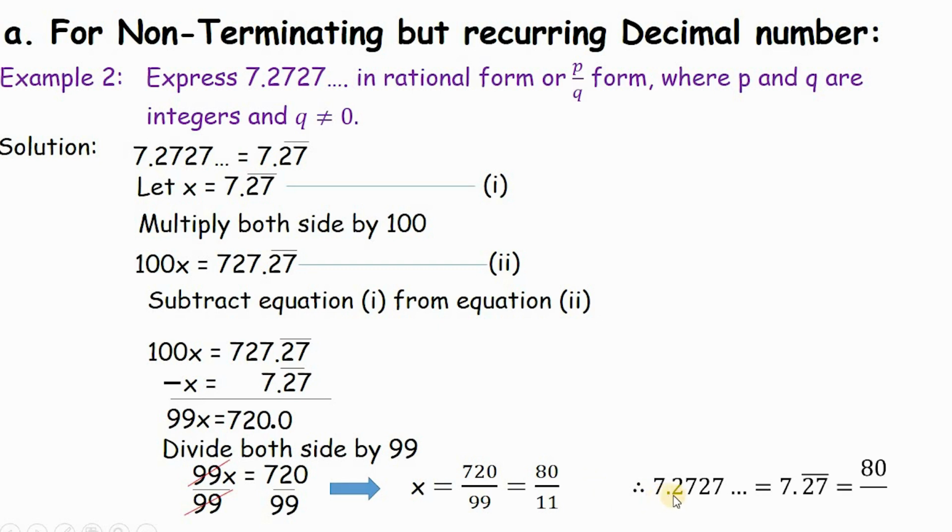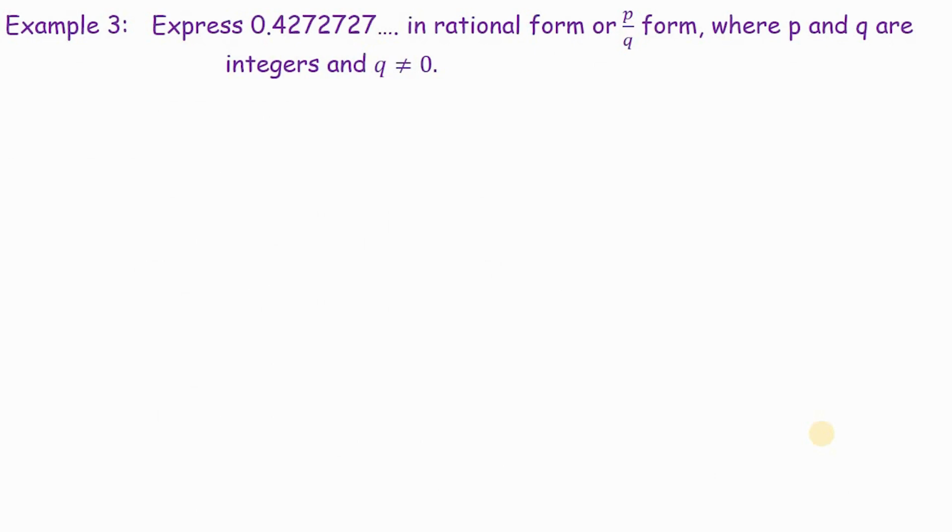Therefore, we can write 7.2727... is equal to 7.27 bar, which is equal to 80 by 11. Now, this is the rational form that we need to find. Now, let's move on to the third example, that is to express 0.4272727... in rational form or P by Q form. So we'll write the solution first.